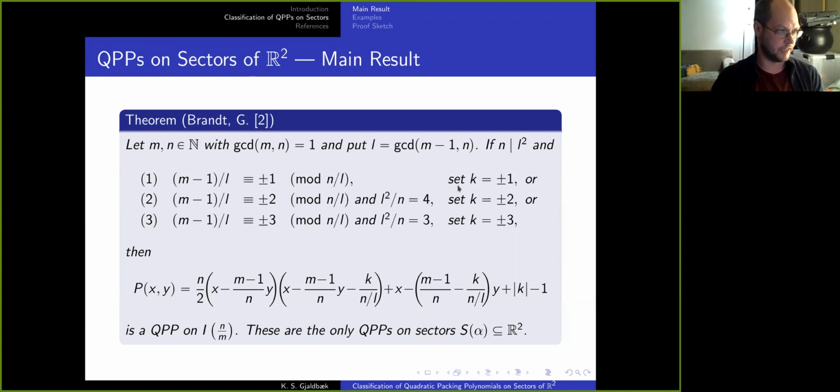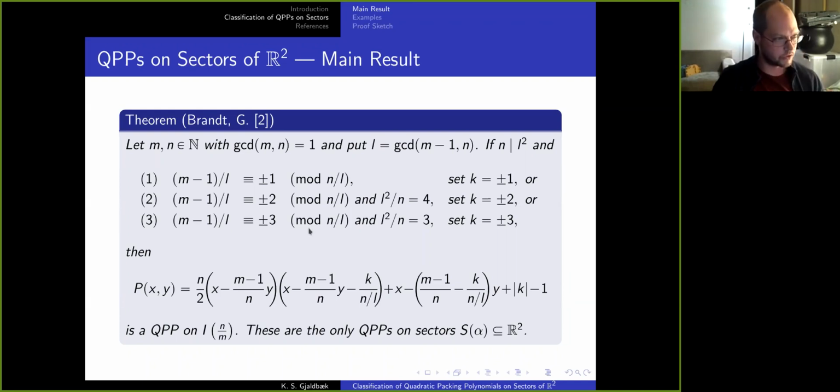So I'll show in a bunch of examples exactly how it works. But let's just notice first that so far we've seen sectors where we had two packing polynomials. It was all packing polynomials with k being plus and minus 1. And then we had the two additional ones, plus and minus 2 and plus and minus 3. So we've seen sectors with 2 and sectors with 4.